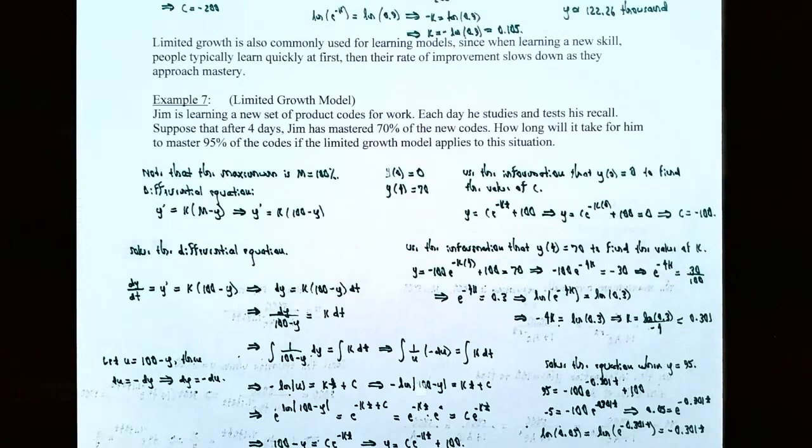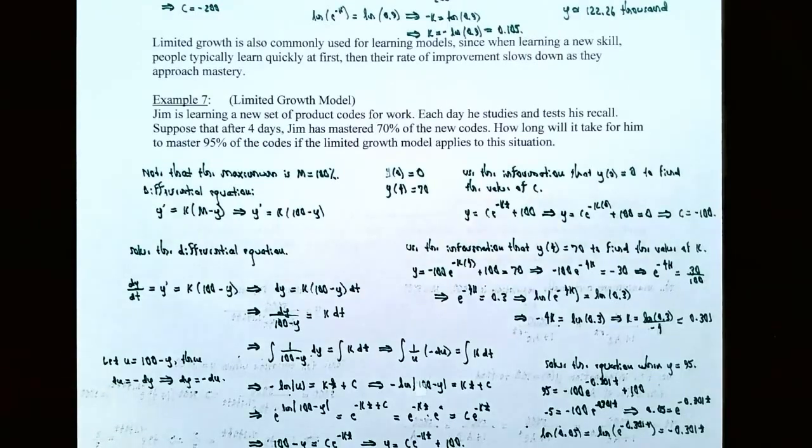But notice in the problem, the maximum mastery that Jim can attain is 100%. That's when Jim learns every single code that he was presented. So M will be 100%, or just 100, and it must satisfy the differential equation for the limited growth model. y prime is equal to lowercase k times the quantity capital M minus y. And so you can replace the M with 100. So y prime is k times the quantity 100 minus y.